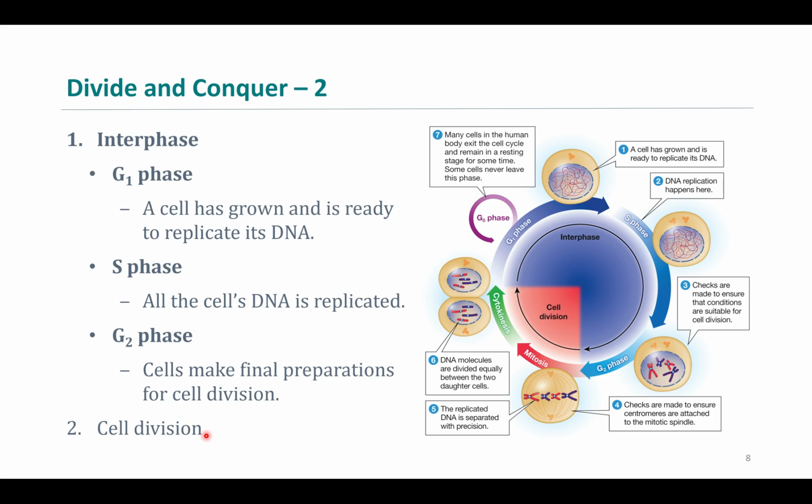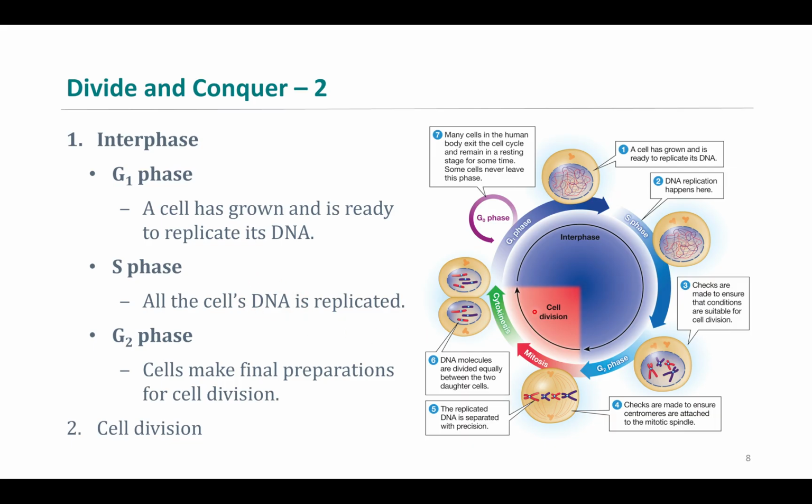So first let's look at interphase. G1, S, G2. G stands for gap or growth phases. In both G1 and G2, the cell grows. S stands for synthesis. During S phase, the DNA in the cell gets synthesized, or replicated, or doubled.